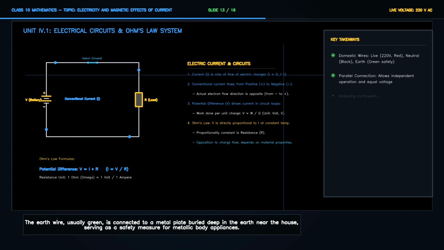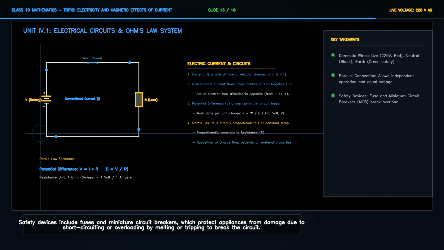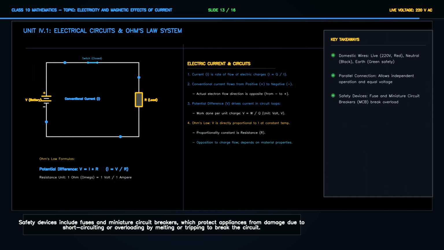All home appliances are connected in parallel so that they receive the same voltage and can operate independently. Safety devices include fuses and miniature circuit breakers, which protect appliances from damage due to short-circuiting or overloading by melting or tripping to break the circuit.